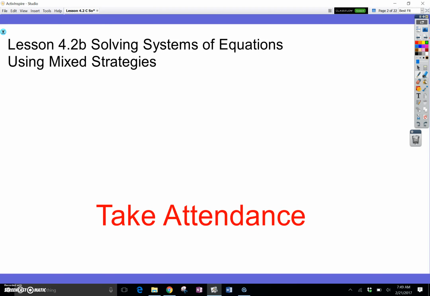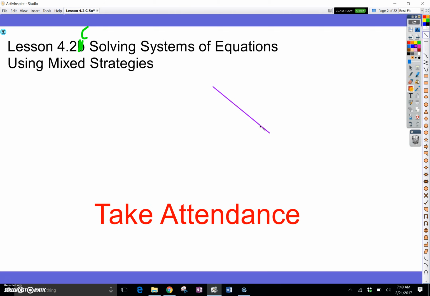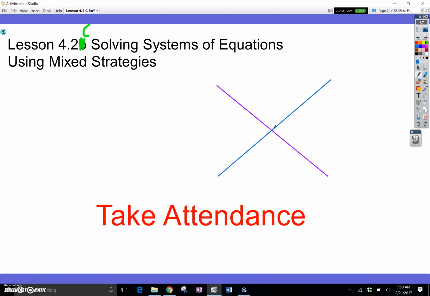Alright guys, what we're going to be doing today is 4.2c, solving systems of equations using mixed strategies. So far we've learned 3 ways to solve for systems. As a quick reminder, systems are just 2 lines, and we're trying to figure out where these lines intersect. That is the solution of a system. So the 3 ways we learned first was by graphing, then we learned substitution, and now elimination.